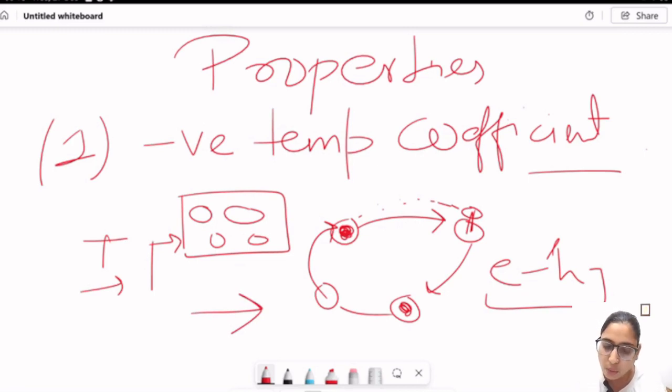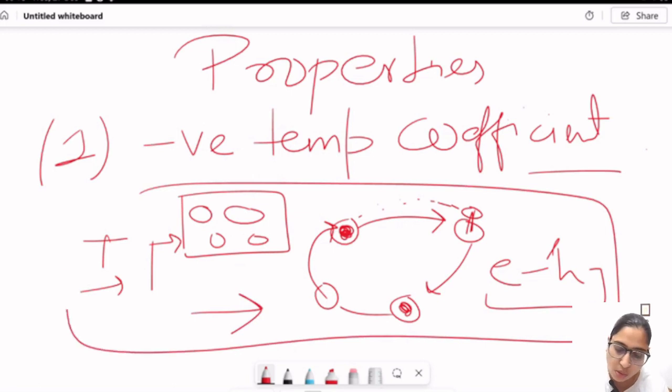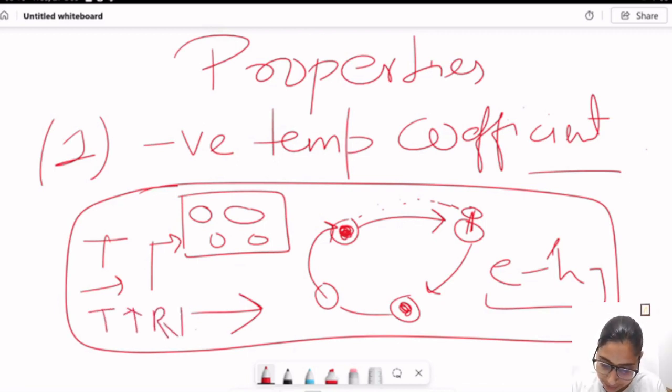Okay, now holes and electrons, they both are taking part in conduction. Now in a semiconductor, we can say that diffusion current is increasing, so they have a negative temperature coefficient. It means when I increase temperature, the resistance is decreasing. This is the negative temperature coefficient of resistance.